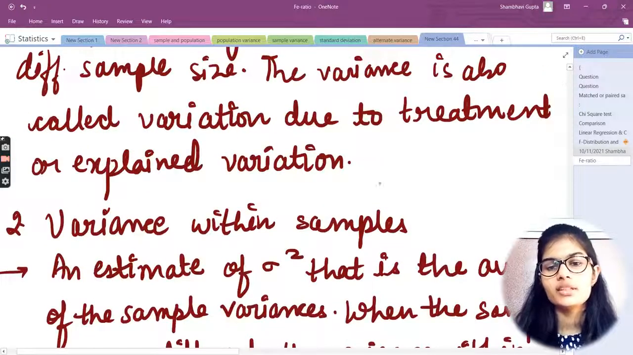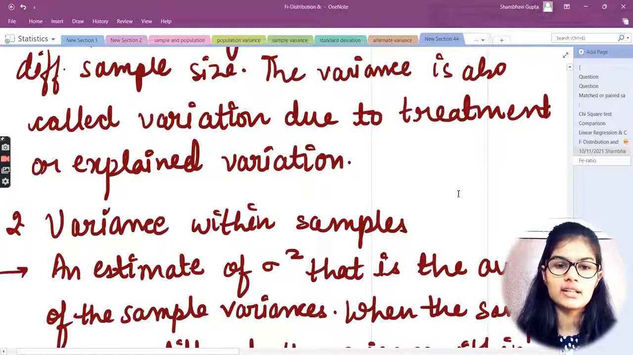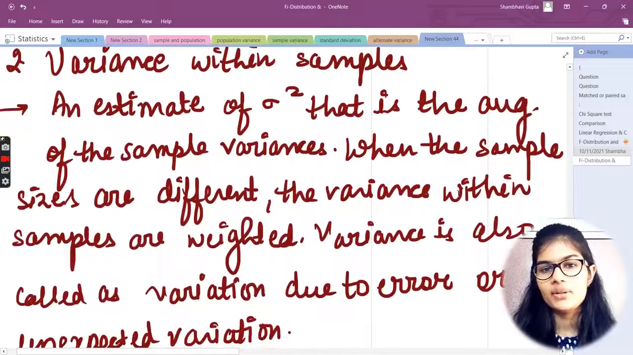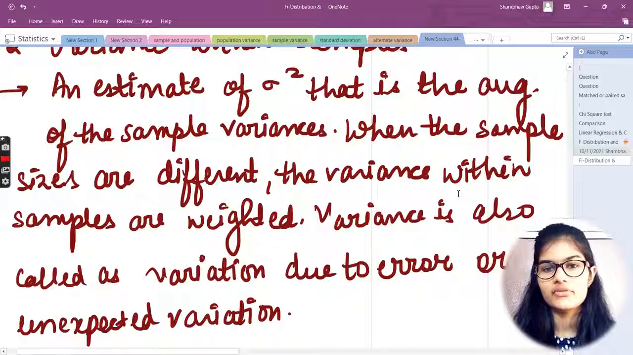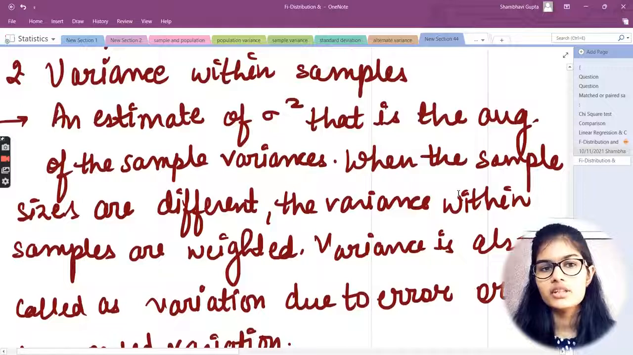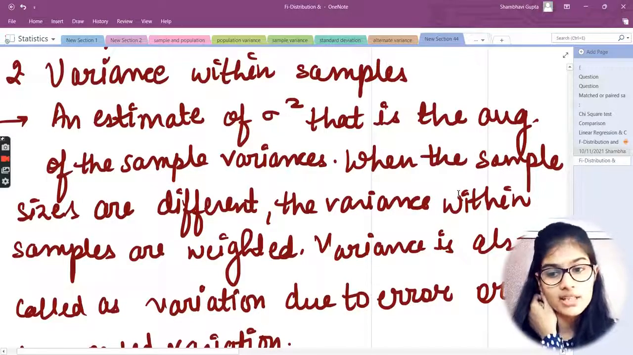So for the variation within the samples, it is an estimate of sigma square, that is the average of the sample variances, and when the sample sizes are different, the variances within the samples are weighted. The variance is also called variation due to error or unexpected variation. Okay, so this is what variance within samples actually means.